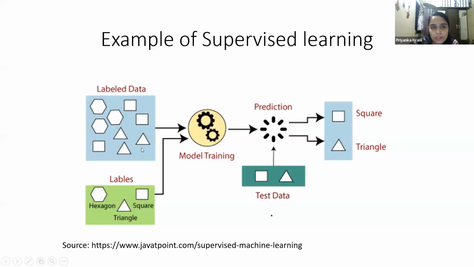Like these are the questions: what shapes are these? And this is the answer: 6 side is hexagon, 3 side is triangle, 4 side is square. But what about prediction? In case of prediction, there will be only questions. What shape is this? What shape is this? And the algorithm, the computer, will provide the answer. This is square and this is triangle. So if it provides you the correct answers, it means that your model is correctly trained.